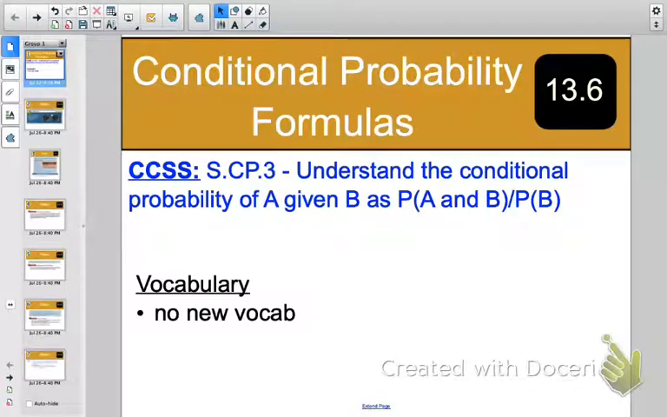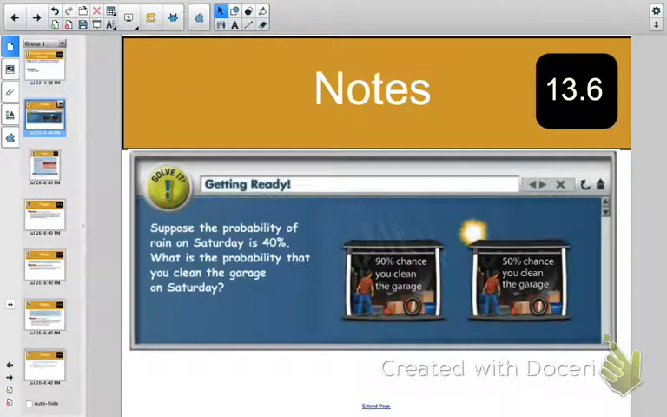Hey guys, welcome back. Today we're going to be doing 13.6 about conditional probability. I know we talked about this a little bit last time, but we will do some more specifics today.